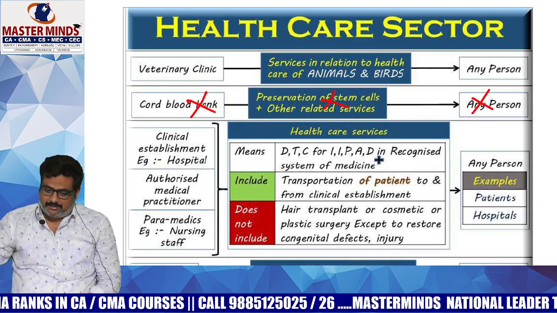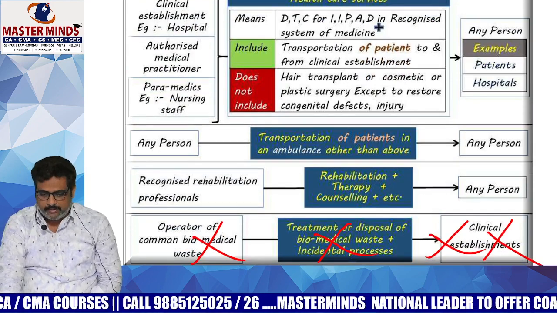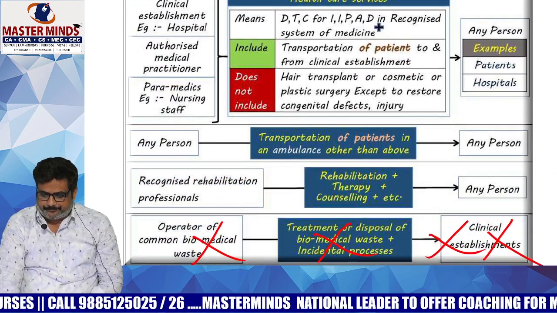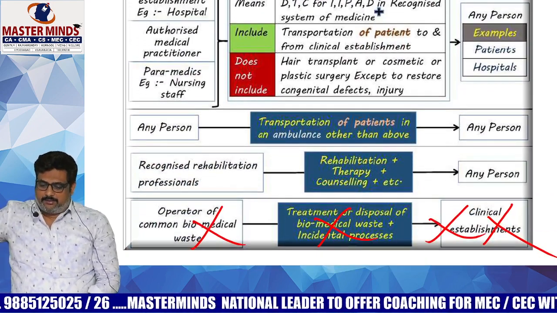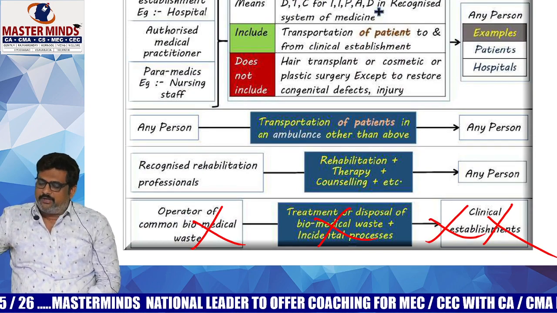First one, veterinary clinic. Second one, clinical establishment. Third one, ambulance service. And two points are removed. And another point, ma, is clinical biomedical waste, which was removed. What is this point? The common biomedical waste.